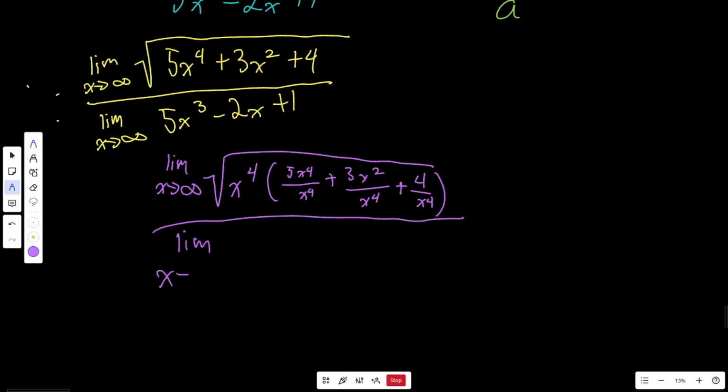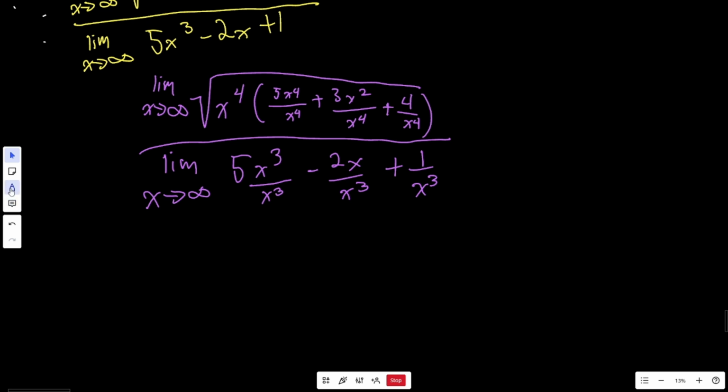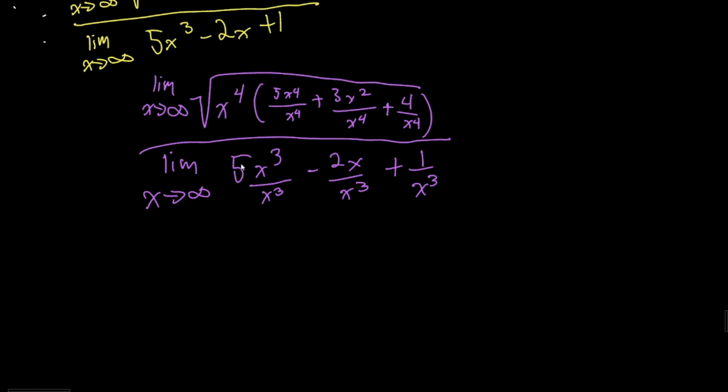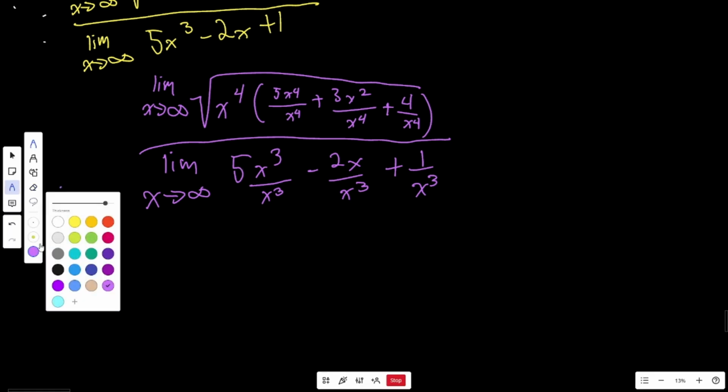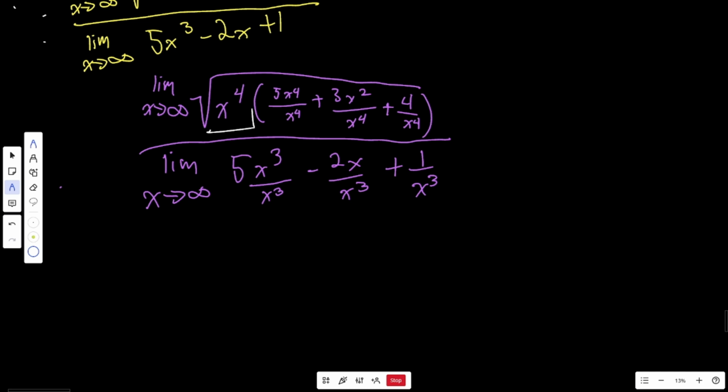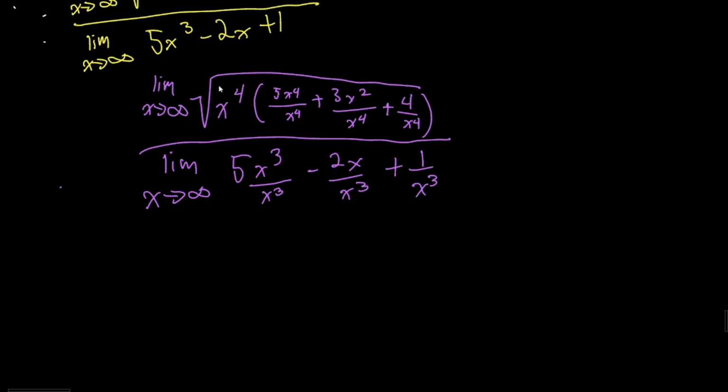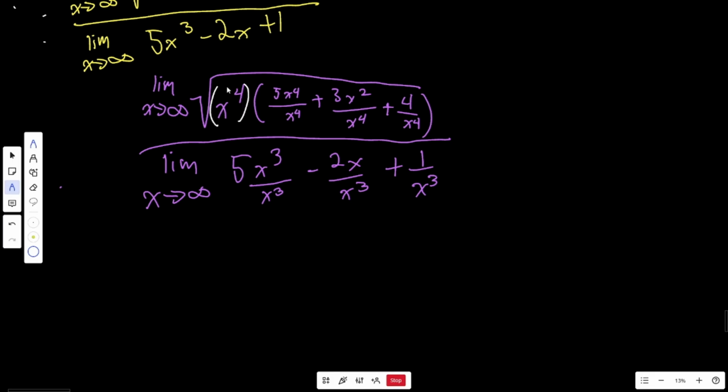So the limit as x approaches infinity of 5x cubed over x cubed minus 2x over x cubed plus 1 over x cubed. Now, we cannot cancel out to 0 yet because we don't have our limit statement. So, what we're going to do is we're going to start applying our limit. However, before we get to that, it's important to take note that we actually already have a square here. We're getting the square root of this entire thing. However, now we have a square root. And this is multiplied. So we can take this outside.